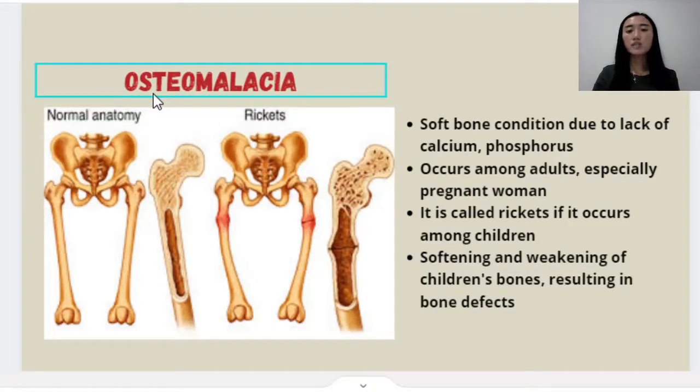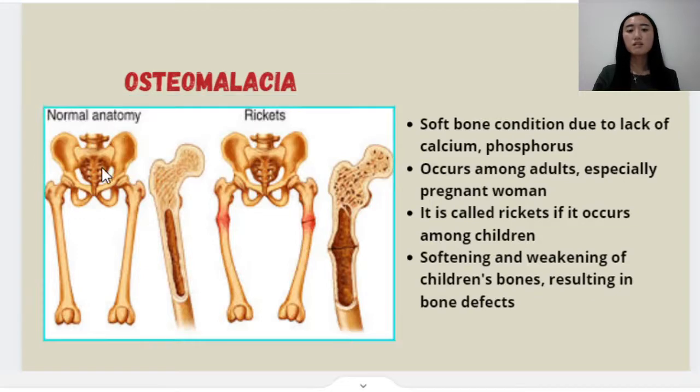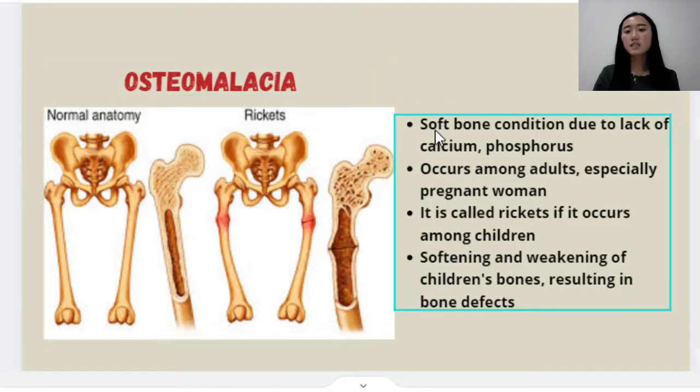The second health issue is known as osteomalacia. The left diagram here is the normal bone, and the right diagram here shows the bones with osteomalacia. Osteomalacia is a soft bone condition due to the lack of calcium and phosphorus. It usually occurs among adults, especially pregnant women. When this osteomalacia occurs among children, it is called rickets. Osteomalacia is the softening and weakening of children's bones, which results in bone defects.